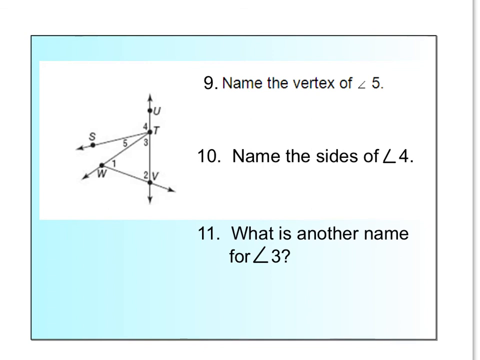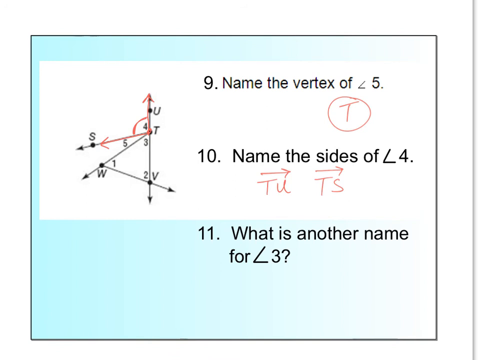All right, the vertex of angle 5. Notice angle 5 is right here. The corner or the vertex is T. Name the sides of angle 4. So angle 4 is right up here. One of the sides starts at T and goes toward U. So ray TU is one side of angle 4. The other side starts at T and goes toward S. So ray TS is your other side of angle 4.